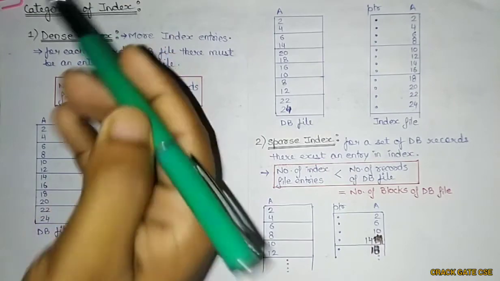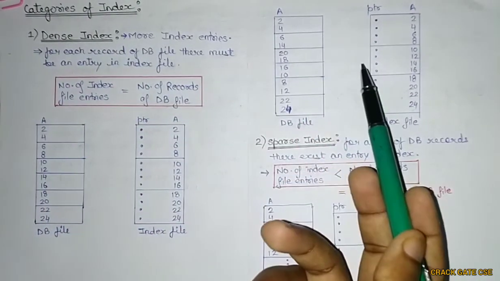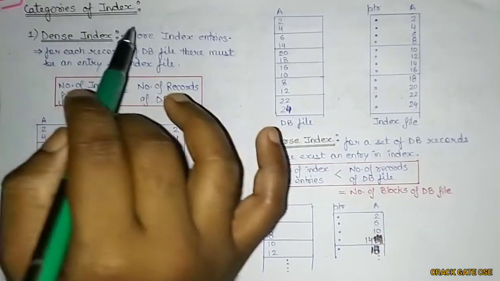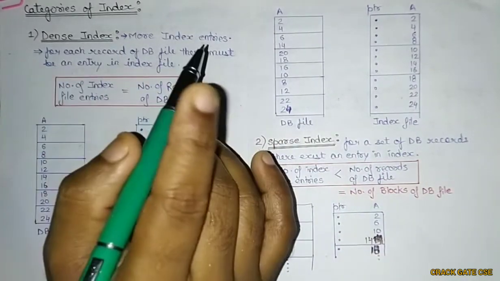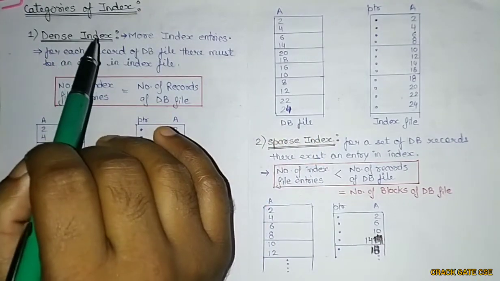So under categories of index we'll be understanding dense index for ordered field and unordered field, and we'll be discussing what is sparse index. So the categories and types are two different things, do not get confused with it. I'll be creating separate videos on type of index too.